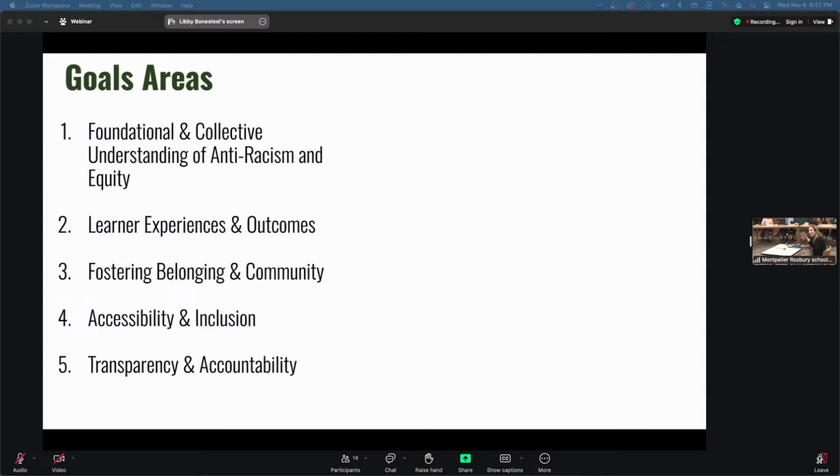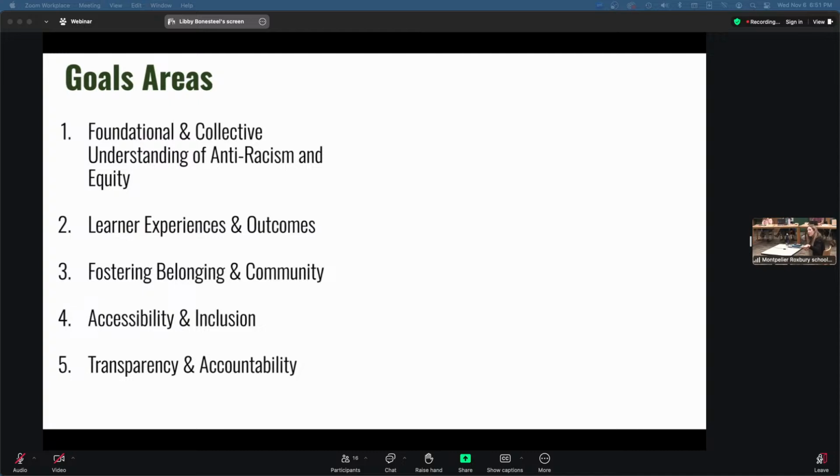So you'll see we have 5 specific goal areas: foundational and collective understanding of anti-racism and equity. That's really around what is the basic anti-racism and equity knowledge that we need, right? So what are the things about our identities and the bias? How do we reflect on those in order to do this work? Understanding of how oppression manifests within the public school system, right? All of those are really foundational if we're going to move together as a community to do this work.